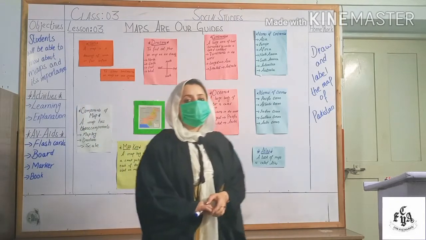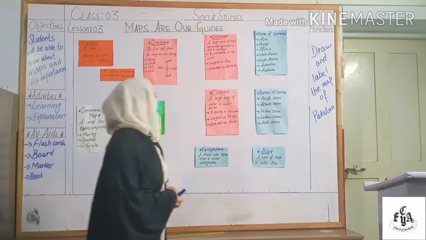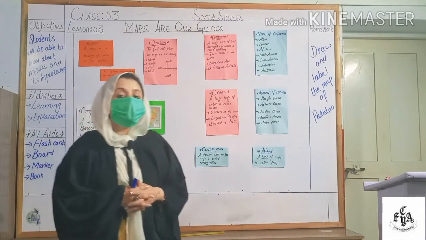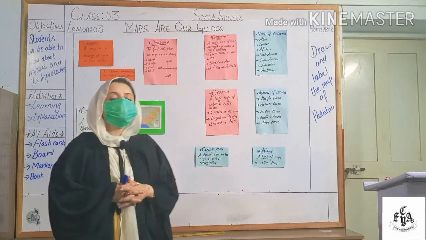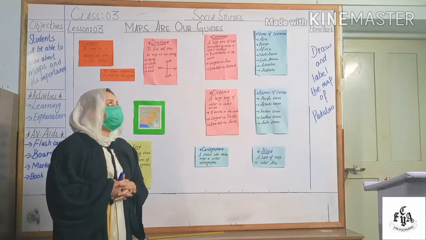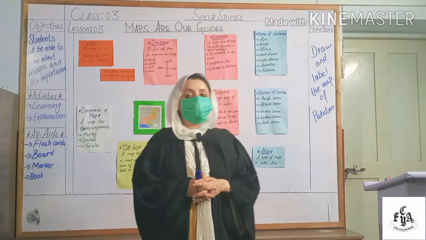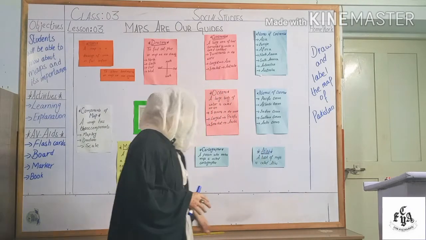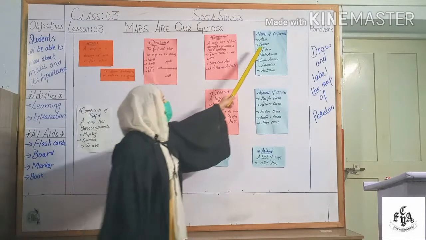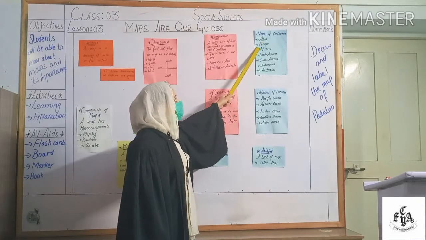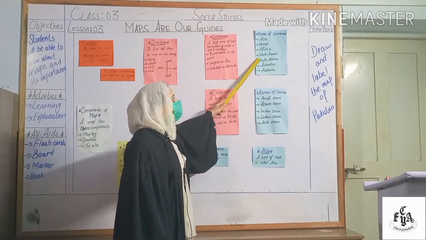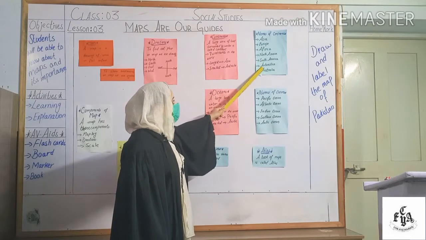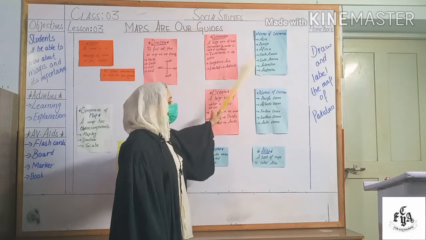Number 1 is Asia, Europe, Africa, North America, South America, Antarctica and Australia. Let's repeat it. The 7 continents: number 1 is Asia, Europe, Africa, North America, South America, Antarctica, Australia.